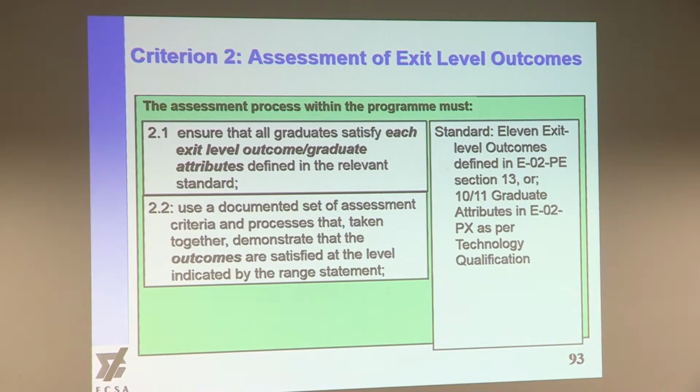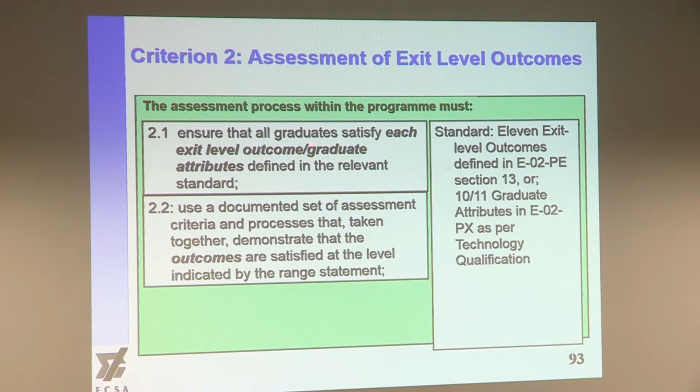That was about criterion 1, done and dusted. Now we go to the graduate attributes, criterion 2: assessment of exit level outcomes or the graduate attributes. The assessment process of the program must... These are the questions that the assessors will be asking themselves when they see your submission.